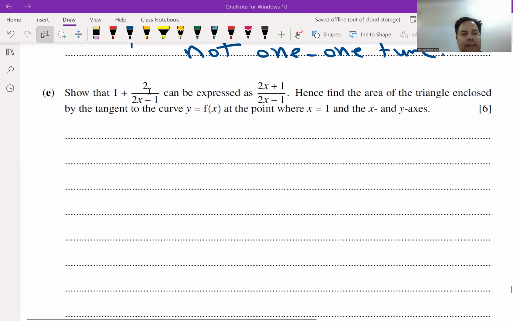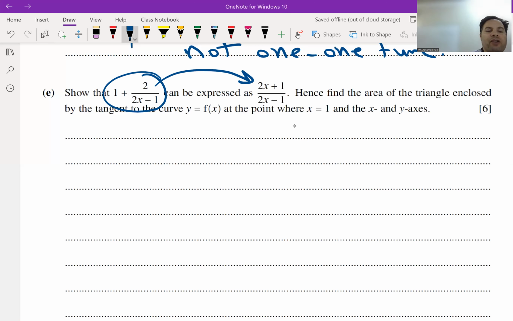Show that 1 plus 2 over 2x minus 1 can be expressed as 2x plus 1 over 2x minus 1. As I told you before, I explained part of the syllabus for A level. This is why the examiner wrote the inverse. He starts with the expression 1 plus 2 over 2x minus 1 because we can now use fractions, writing it as a single fraction to show that 2x plus 1 over 2x minus 1 can be written in this form.